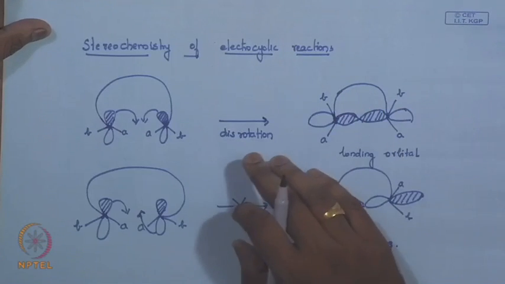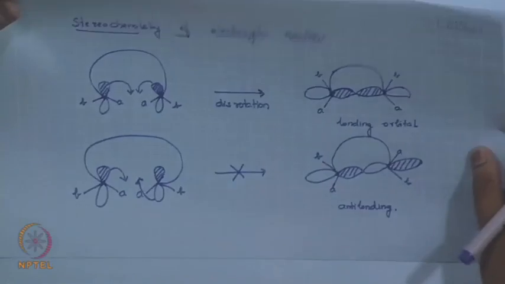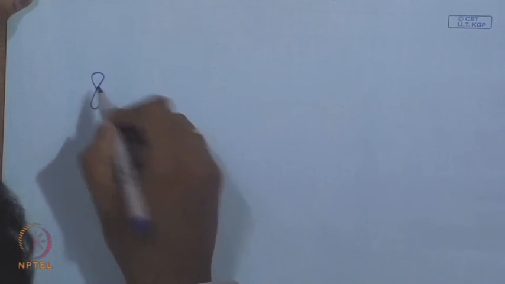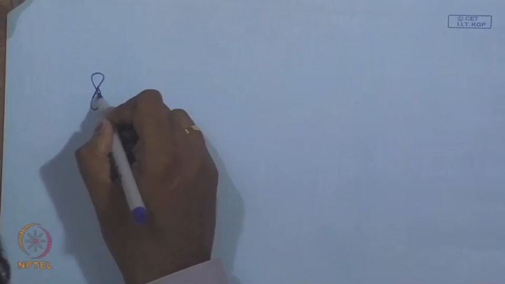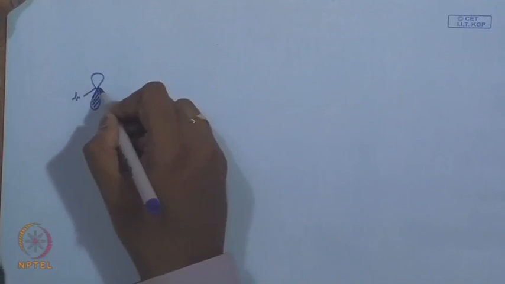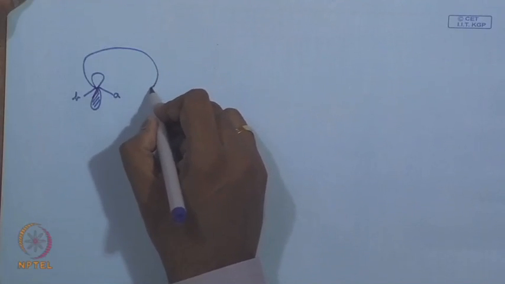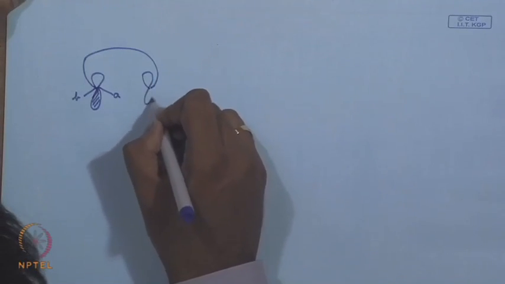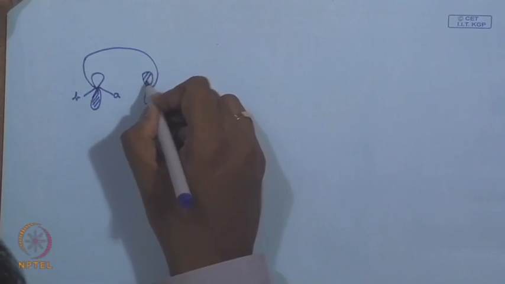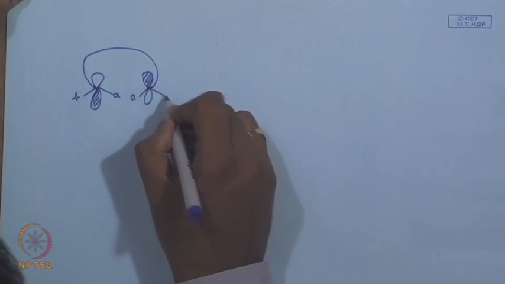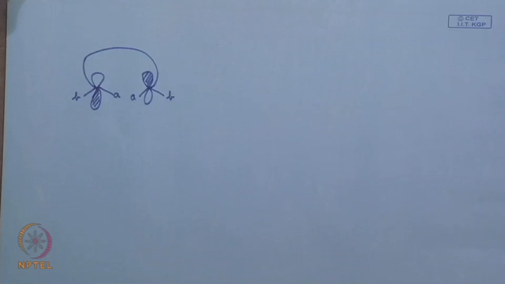This is very important. This part you should know. This is called disrotation. Now, we will take another system, the same way. So, now I am taking the same one. If I get a scenario like this, I have a system like this.